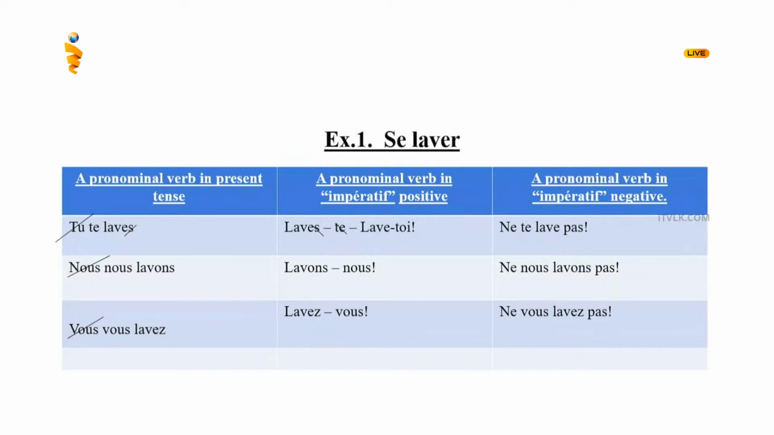Then I take the verb. When I take the verb related to tu, since se laver is a first group ER verb, I need to cut off the last letter S related to the conjugations of tu. So I apply that too.